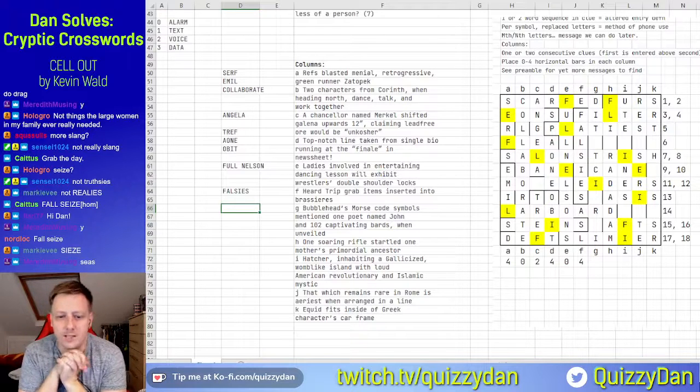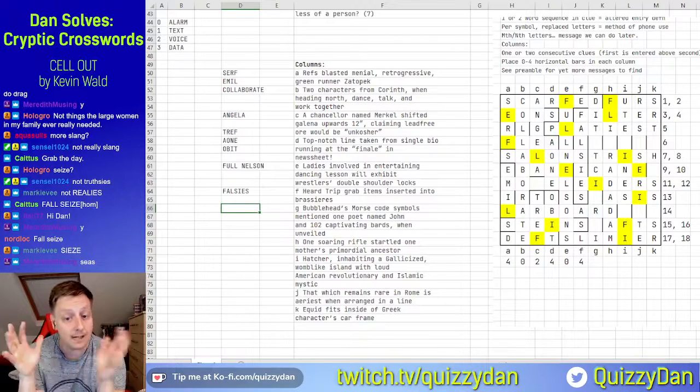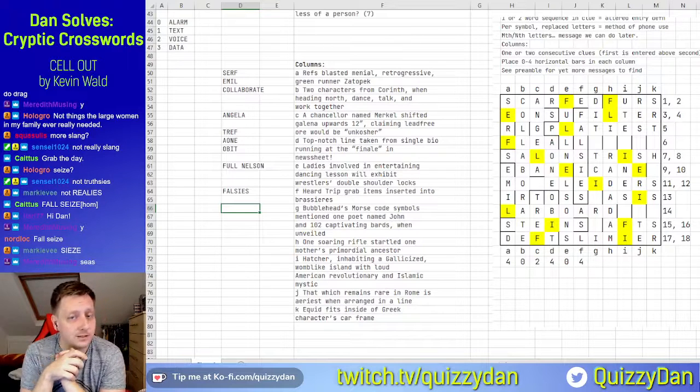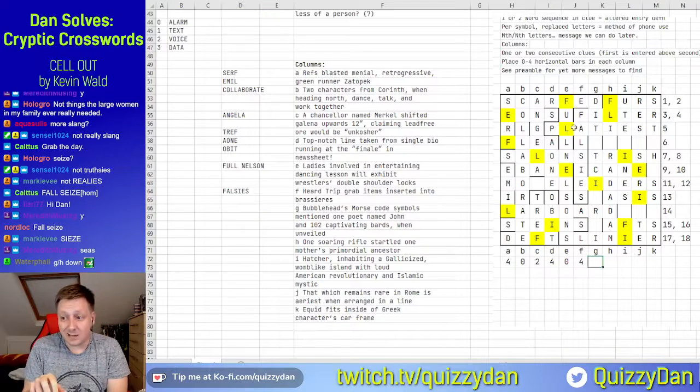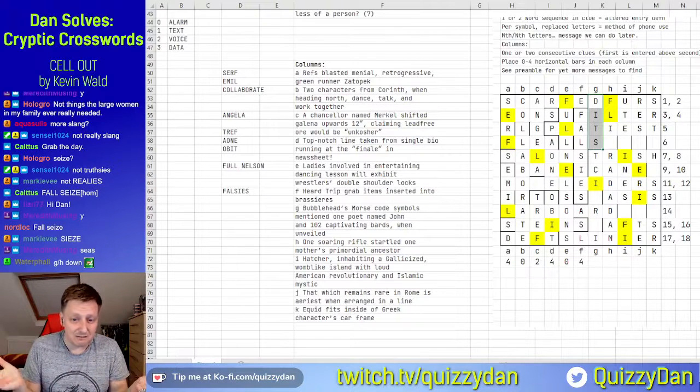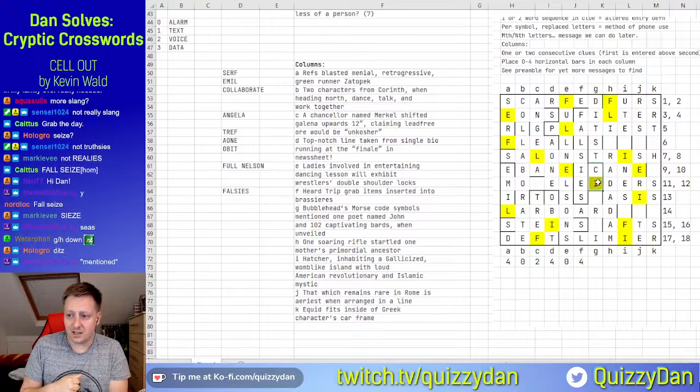Bobbleheads, Morse code symbols, mentioned one poet named John and 102 captivating bards when unveiled. That is one of the longest clues I've ever seen. Bobbleheads, Morse code symbols. That's going to be dits, probably, because those are Morse code symbols. Definitely dits. Mentioned. One poet named John and 102. So that's CII. We've got CII here. It's not 7.